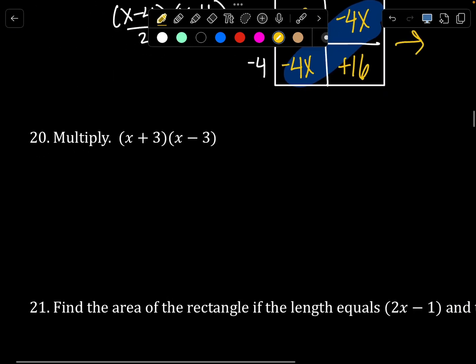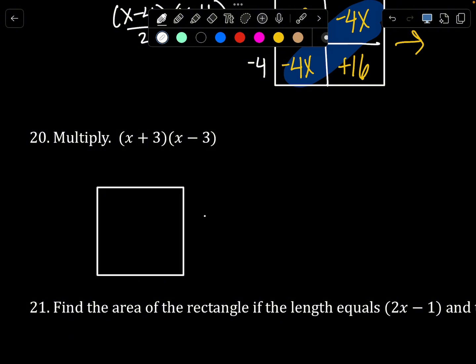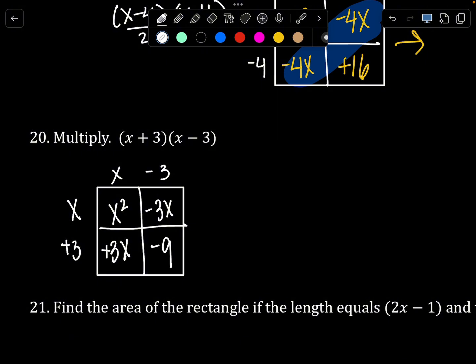Number 20, this one's a nice one. I like this one a lot. It's a 2 by 2, but something interesting happens with the diagonal. So x plus 3, x minus 3, x squared minus 3x plus 3x over here, but minus 9. What do you guys notice about the diagonal?